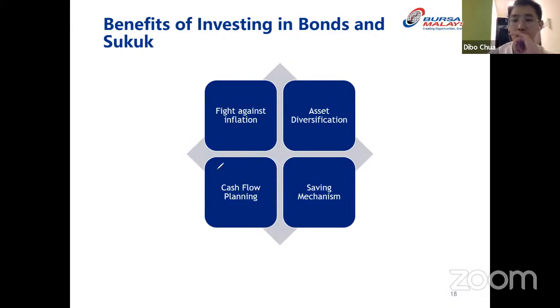So this is what we call cash flow planning. How can you use bonds as a tool to plan your retirement funds. Okay. And then the last benefit is the saving mechanism, meaning instead of saving into FD or just putting into banks, most of the time I will encourage people to save more into bonds so you get higher interest. Okay.